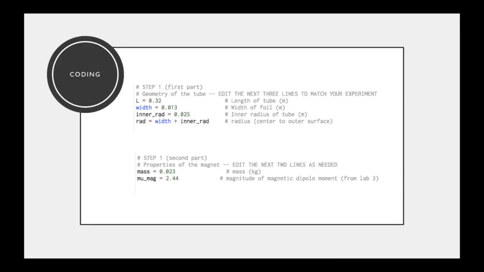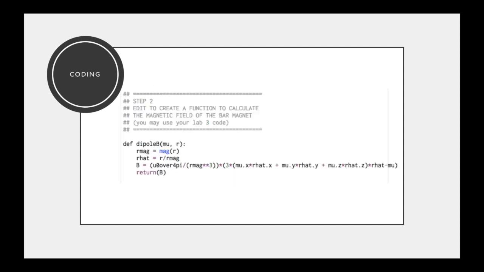Next, this lab was modeled computationally using GlowScript. In order to do this, first, the geometry of the tube and the scenario was set up by inputting the length of the tube, the width of the foil, and the inner radius. Also, the mass and the dipole moment of the magnet were inputted.